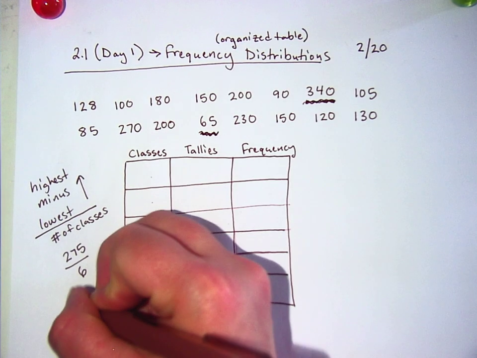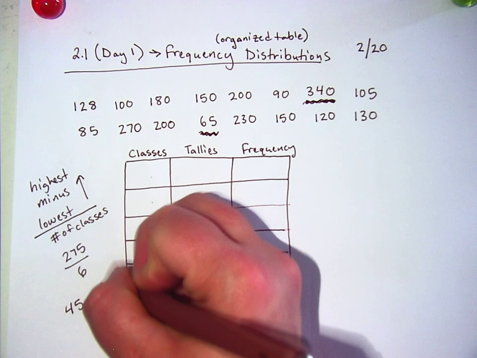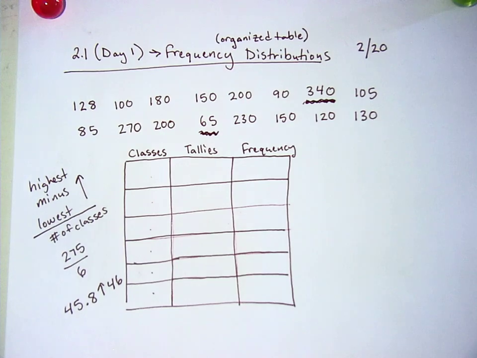So even if this had been like 45.2, I still would have rounded up to 46. If it was 45, I still would have rounded up to 46. You always got to round it up, and I'll explain that to you tomorrow.